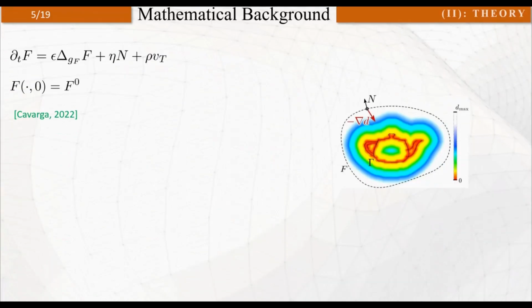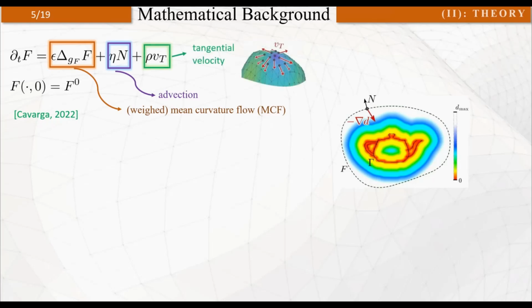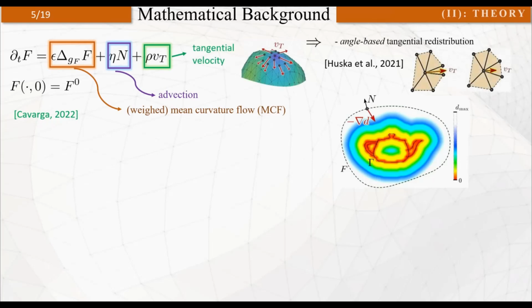The mathematical model is governed by a nonlinear partial differential equation for a surface immersed in Euclidean space. Its primary term is the weighted mean curvature flow doing the actual shrinking. Then there's advection driven by the scalar distance field and its gradient. And the tangential movement is governed by an angle optimizing redistribution law introduced by Huska and colleagues.